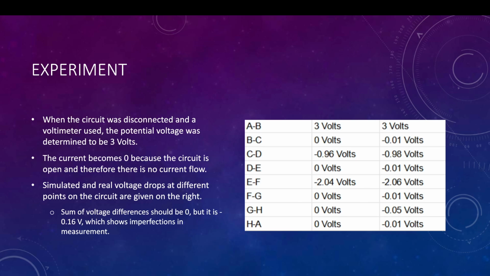Simulated and real voltage drops at different points on the circuit are given on the right. Theoretically, the sum of the voltage differences at each point should be zero, but in this case it is minus 0.16 volts, which shows imperfections in measurement as well as outside influences on the circuit that are not accounted for in theoretical models.